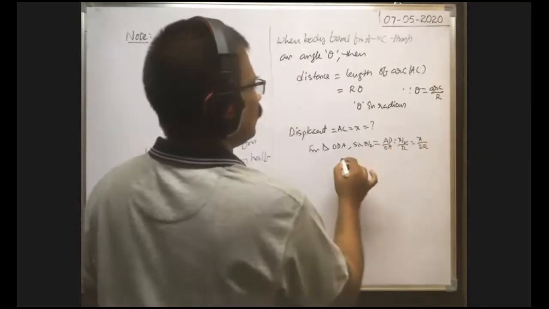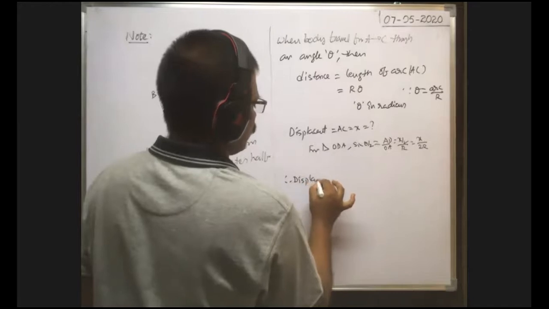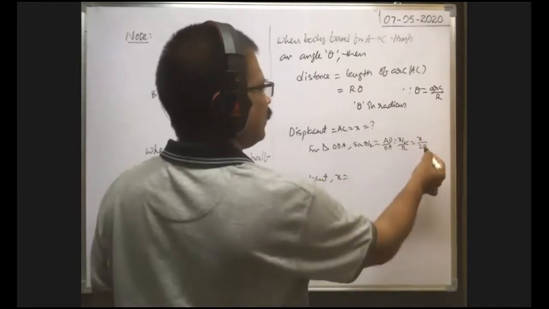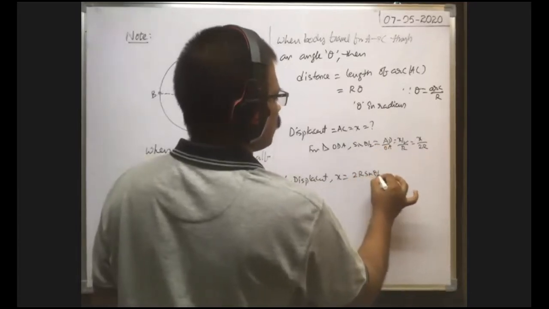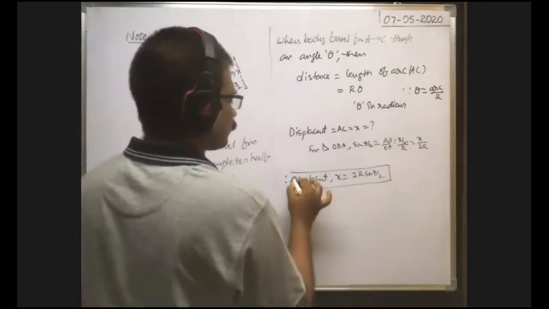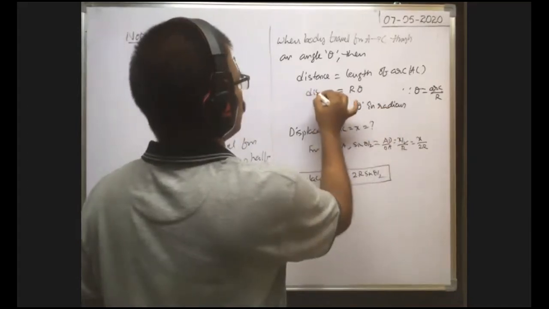Sin theta by 2 is equal to x by 2r. Therefore, we need x. Therefore, displacement x is equal to 2r into sin theta by 2. So this is the formula for displacement of a body. It is the distance traveled by the body.